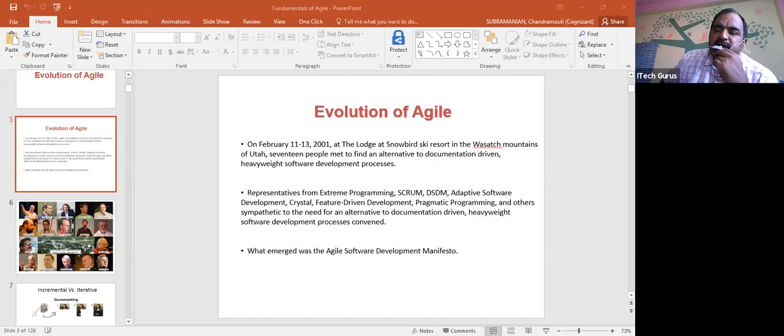They declared it on February 11 to 13. From 2001 onwards, anybody who calls their methodology agile needs to follow this minimal set of things defined in the Agile Manifesto. We will also debrief further what the Agile Manifesto is. This is how the concept of Agile evolved in the recent past.